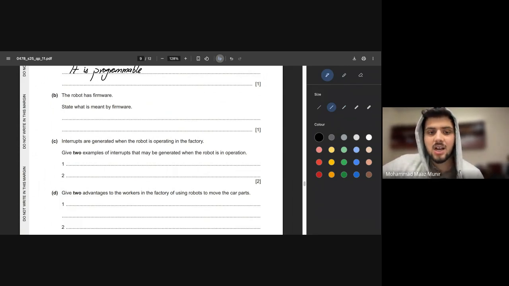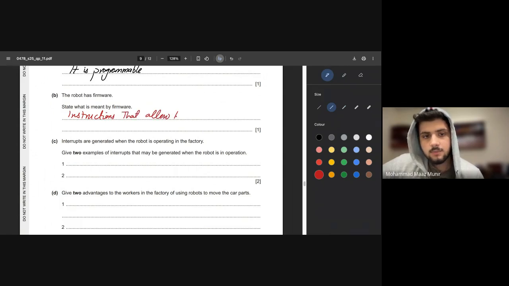So we can say that it provides the operating system with a platform to run on. So instructions that allow the operating system a platform to run on.